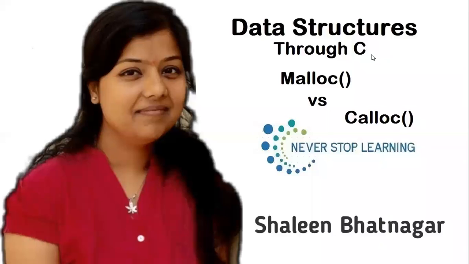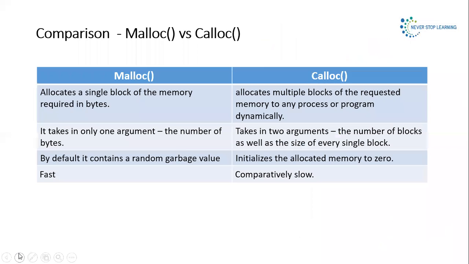Hello everyone. In the series of learning data structures, today's topic is the difference between malloc and calloc. We have already discussed what exactly malloc and calloc are. They are inbuilt C functions for dynamic memory allocation. Why are we using dynamic memory allocation? I have discussed this in the previous video. Again, let's just go through it.